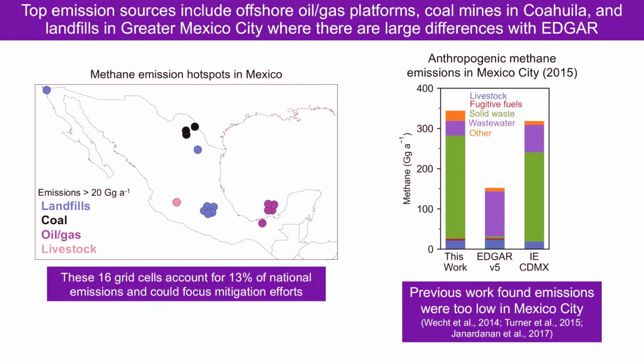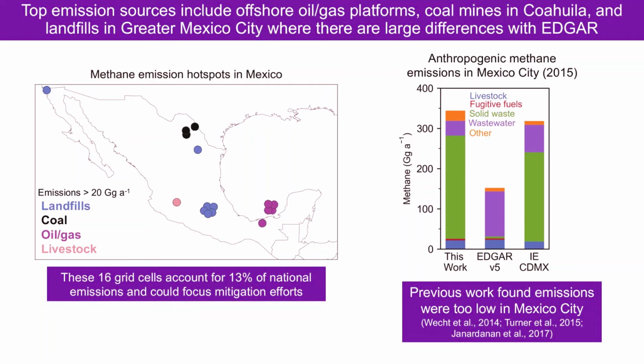But on the left here, I'm showing hotspots that we identified. These are potential methane emission hotspots that we used our bottom-up inventory information to identify. We basically selected an emission threshold and said, okay, where do we have emissions above this threshold? And then used the geospatial data in our inventory to identify the facilities that were responsible for those emissions.